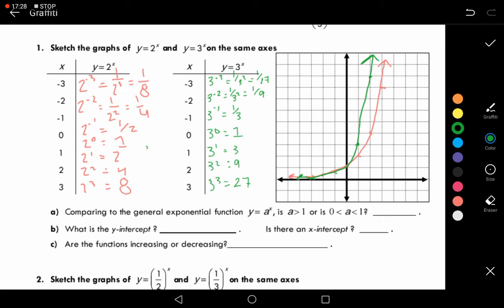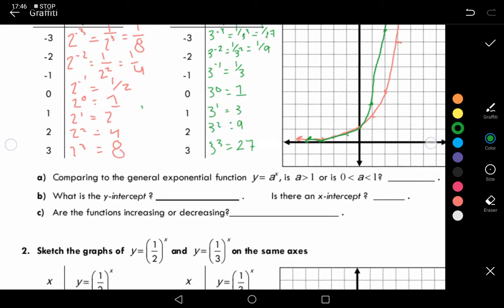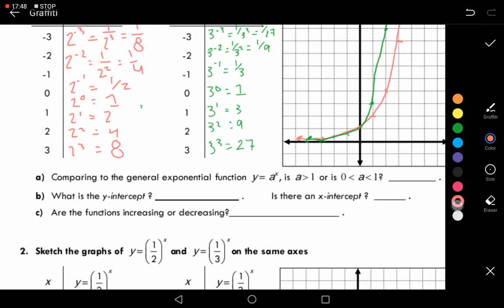Okay, so we can see that green graph, it increased even more rapidly than our pink graph, right? And we can see that the pink graph was 2 to the x and the green graph was 3 to the x. So maybe if we have a larger number out front, maybe that means we increase faster. Okay, so let's make some conclusions from this.